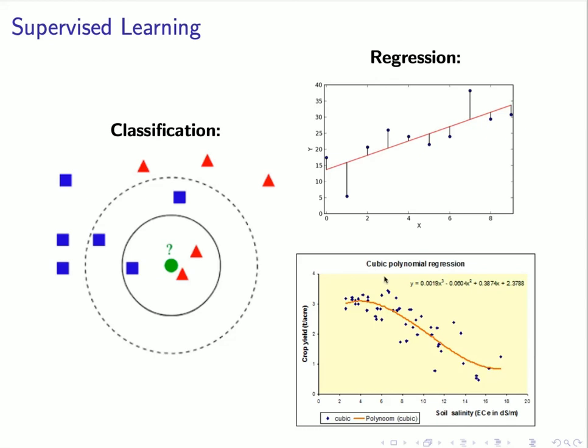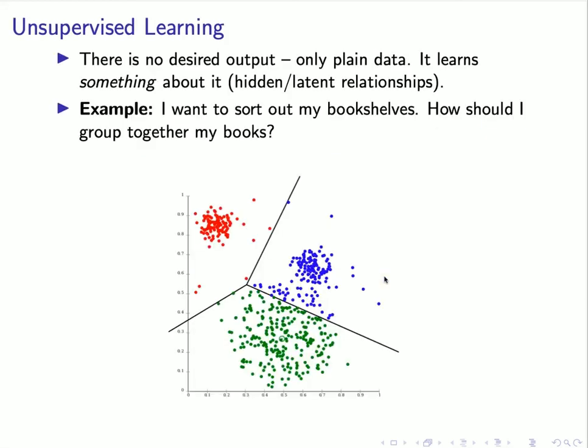So now let's talk about unsupervised learning. Unsupervised learning is the case where we don't really have a desired output. So we don't have labels associated with our data. We only have plain data, and we want the algorithm to learn something about this data. Some regularity, some pattern. We want to discover something about this data.